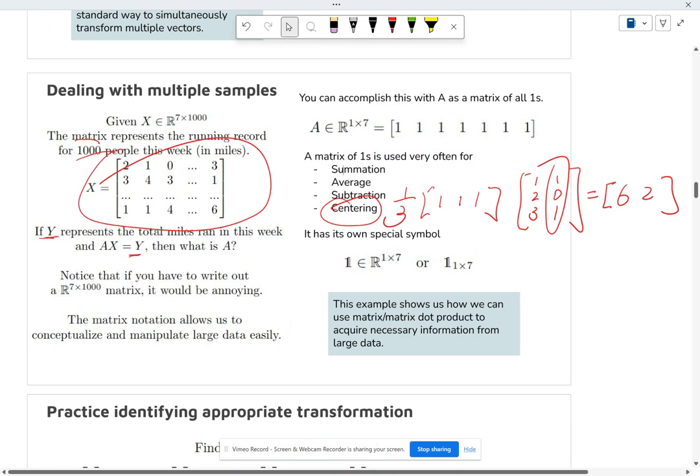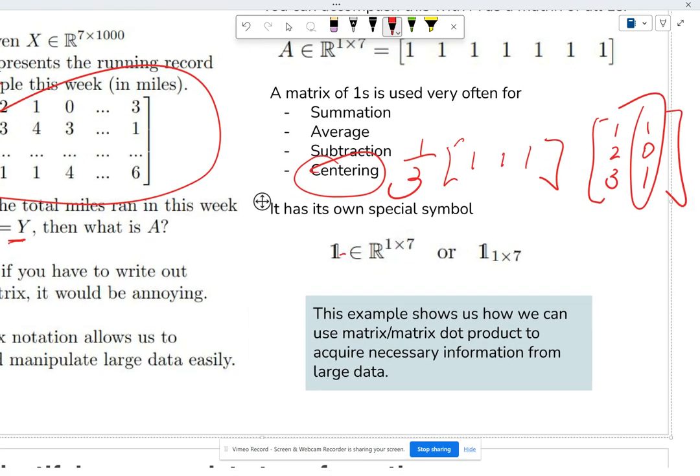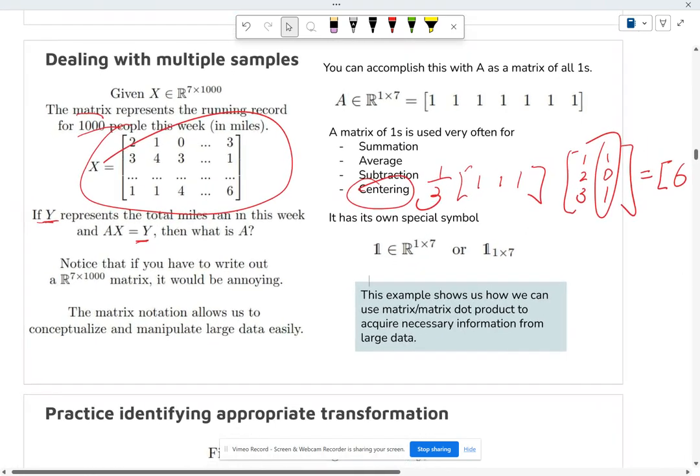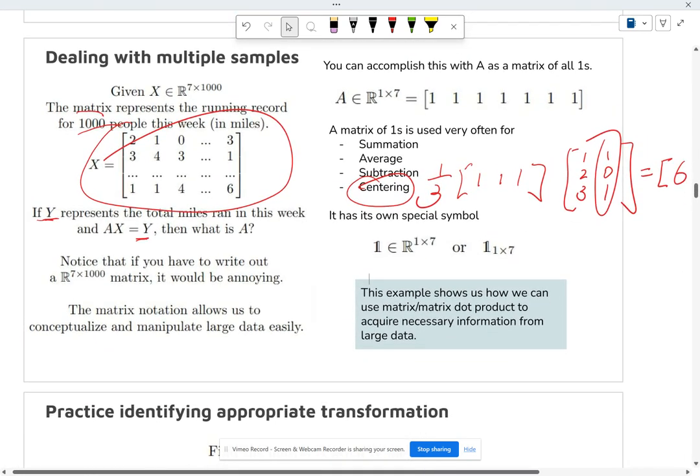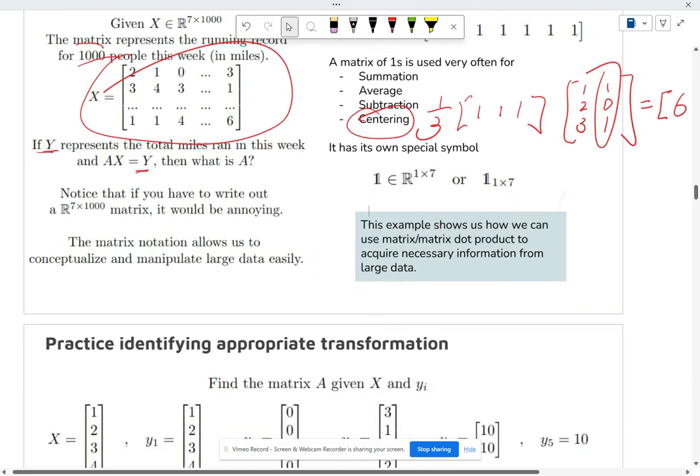The way we like to represent this vector of ones is with a 1, like this. So if you see 1, this is a vector of ones. And maybe you'll see 1 with a subscript 7, or 1 with 7 this way. So this kind of tells you the dimension. If you see just 7 here, it's a vertical vector of ones. 1, 2, 3, 4, 5, 6, 7. 7 tells you how many ones are inside it. Okay. So that is the ones vector.